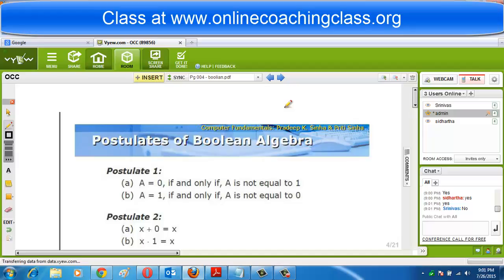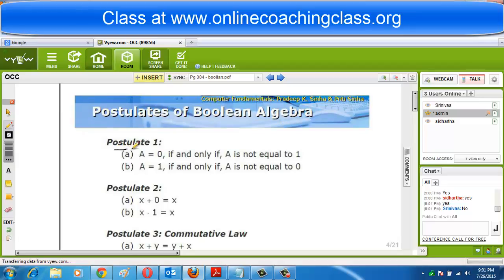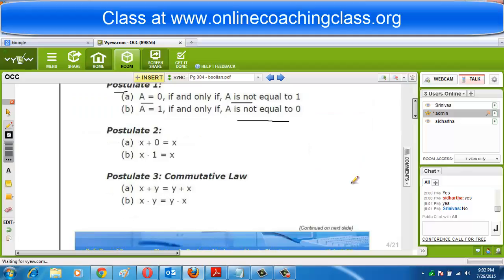Now see, there are some postulates. Postulate means you can say some formulas also. In our arithmetic algebra, we have lots of formulas we have to remember, to solve the mathematics easily. Now see, postulate 1 is A is equal to 0 if and only if A is not equal to 1. Simple. If A is equal to 0, then A is never equal to 1. If A is equal to 1, then A is not equal to 0. It is a simple postulate.